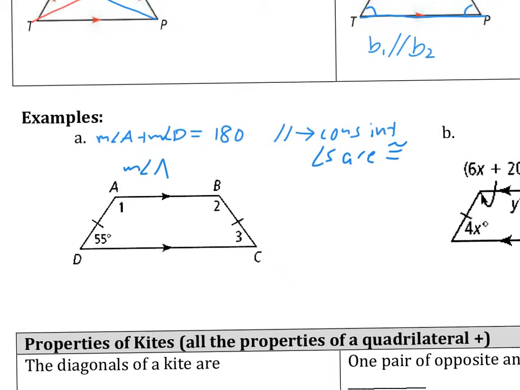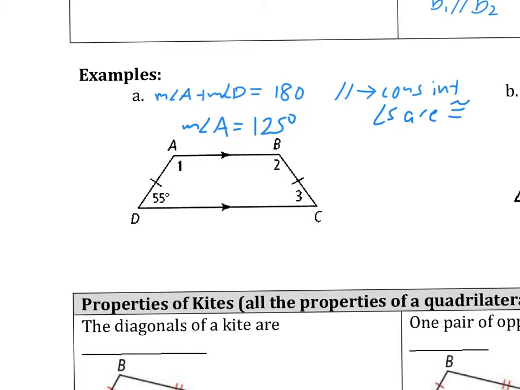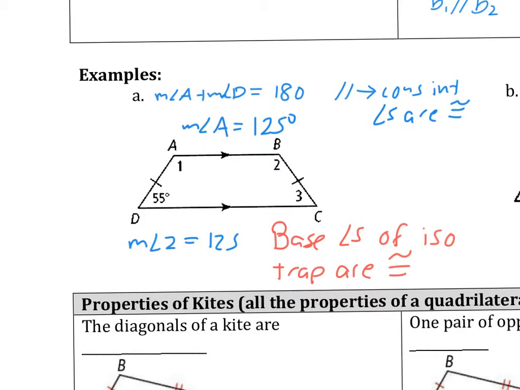The measure of angle A is going to be some given value, 125 degrees. Next, therefore, we know that the measure of angle 2 has to be 125 also. And if you were asked for a reason on this one, you would say base angles of an isosceles trapezoid are congruent. And that would be the same reason for the measure of angle 3 being 55 degrees.